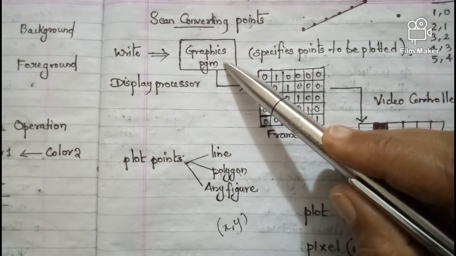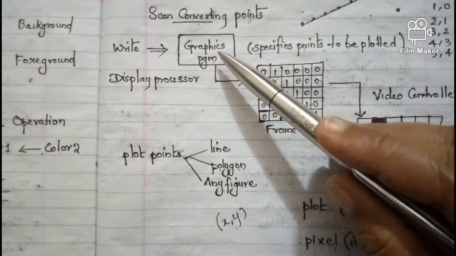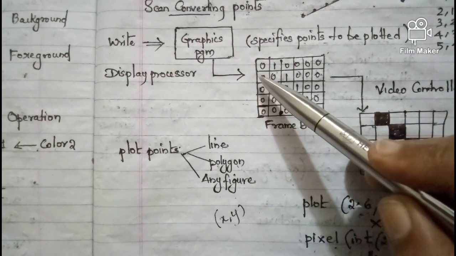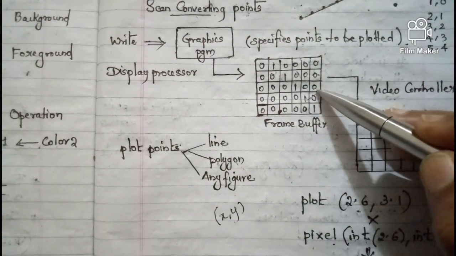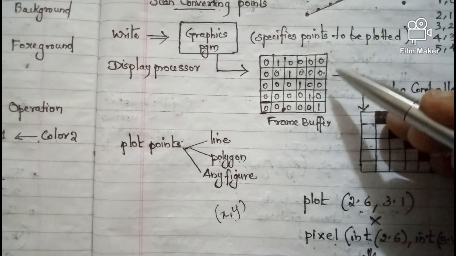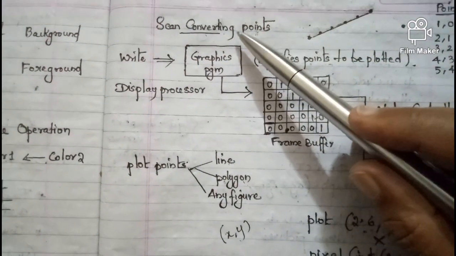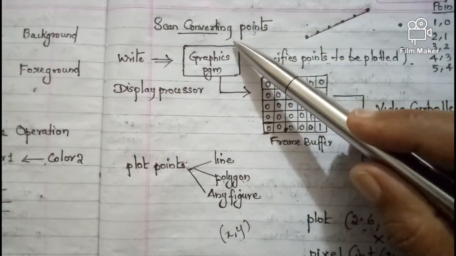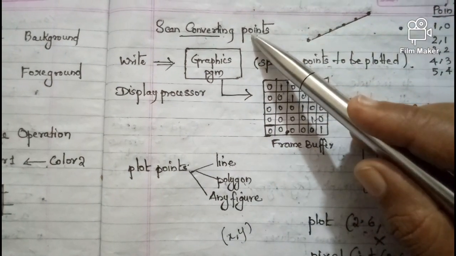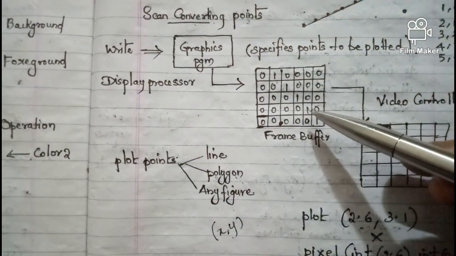Once the program is ready, the display processor will read the graphics program and will digitize the program into its corresponding binary information and store it in a temporary memory called frame buffer. And the process of digitization is called scan conversion. So in this way, any number of points can be scan converted and stored in the frame buffer.